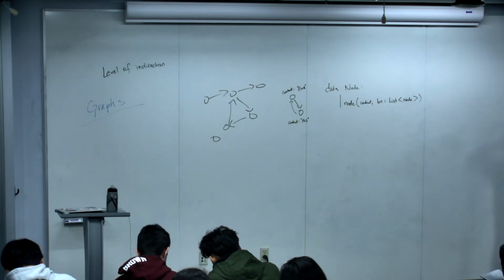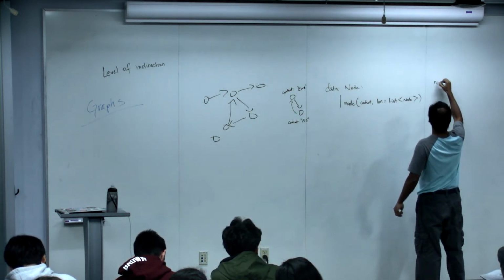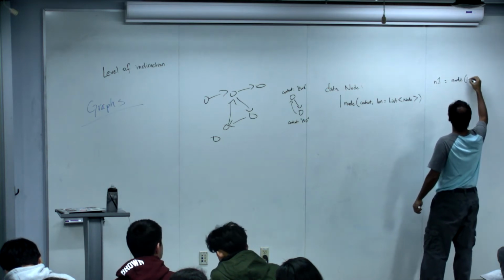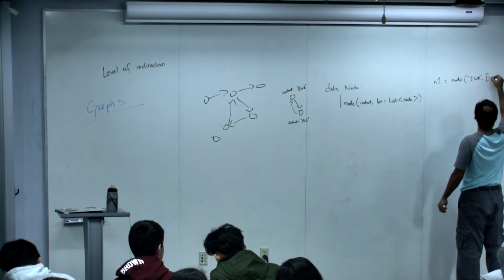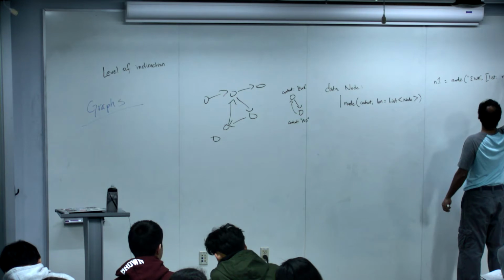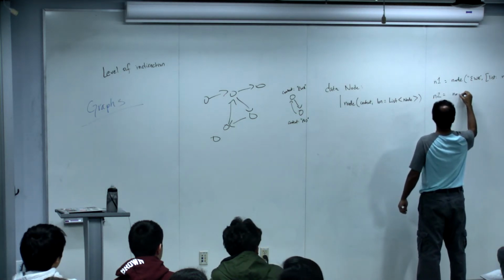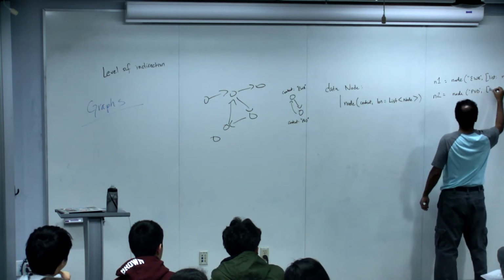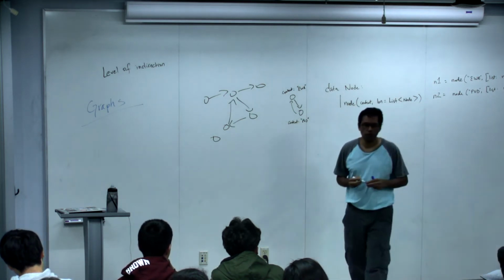We're back. Somebody have some code for me? Good. So we call the first one N1. N1 equals node of EWR, and then a list of N2. And then N2 equals node of PVD and then a list of N1. Good. Great. Everyone okay with this?